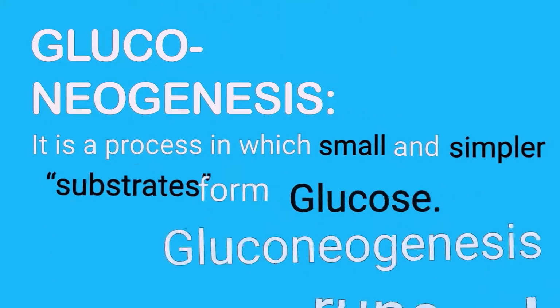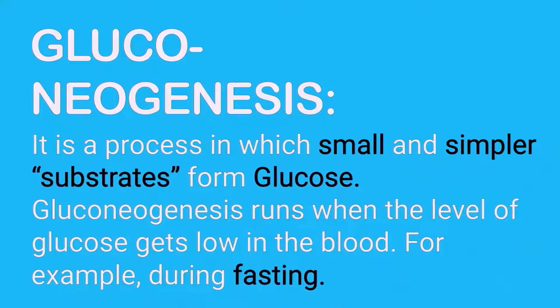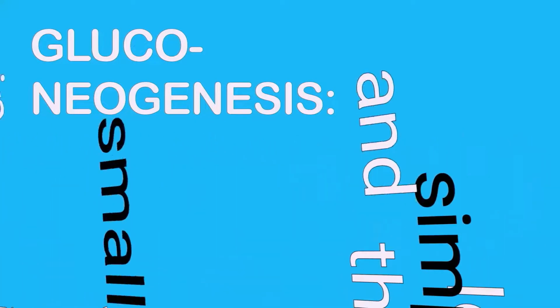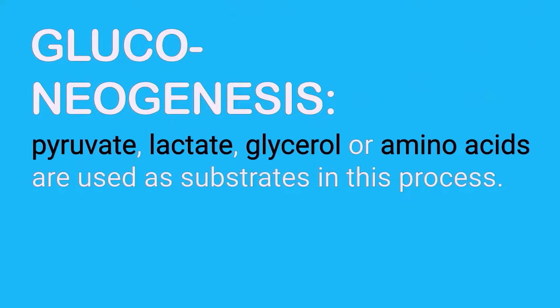What is gluconeogenesis? It is a process in which small and simpler substrates form glucose. Gluconeogenesis runs when the level of glucose gets low in the blood, for example, during fasting. Pyruvate, lactate, glycerol or amino acids are used as substrates in this process.